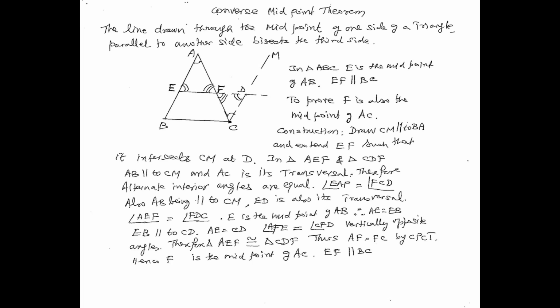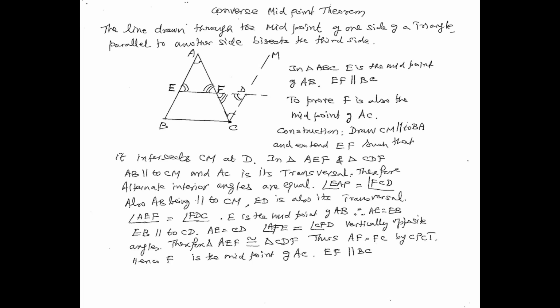The line drawn through the midpoint of one side of a triangle parallel to another side bisects the third side. In triangle ABC, which you see, E is the midpoint of AB, EF is parallel to BC. To prove: F is also the midpoint of AC. By construction, draw CM parallel to BA and extend EF such that it intersects CM at D.